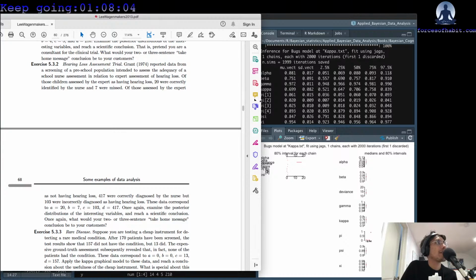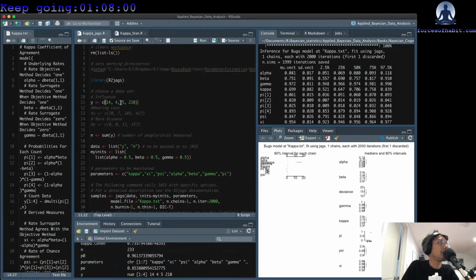Now we can take a look at the hearing loss grant or assessment trial. So these 4 values here are A, B, C, and D.